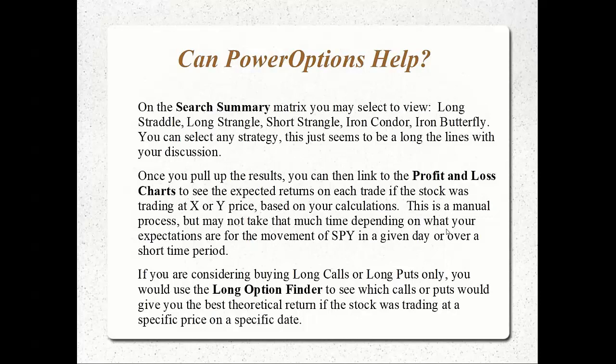Well, one of the tools we have is called the search summary. What this tool allows you to do is put in a stock. You can select an expiration time frame, and then select which strategies you want to see of the 23 we support. So for Lance's case, I might go into the search summary tool, put in SPY, and look at long straddle, long strangle, short strangle and short straddle, which I probably wouldn't do, but I could have them there, iron condor, and iron butterfly. You could even select the longs if you wanted.